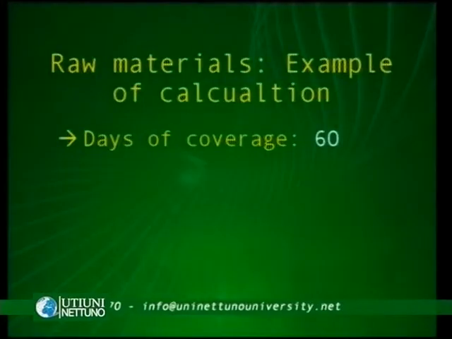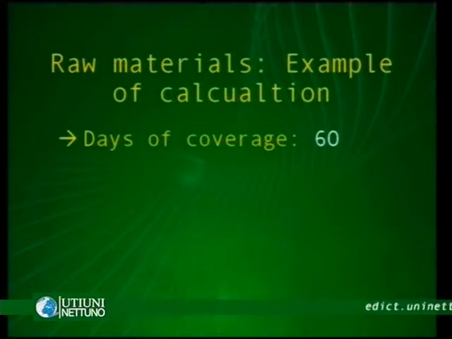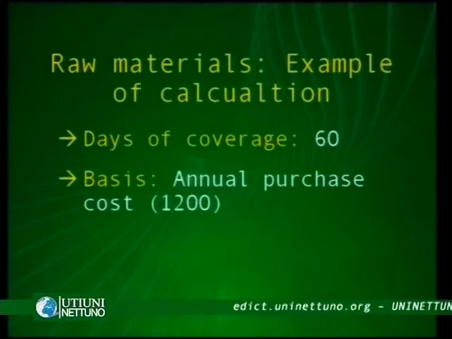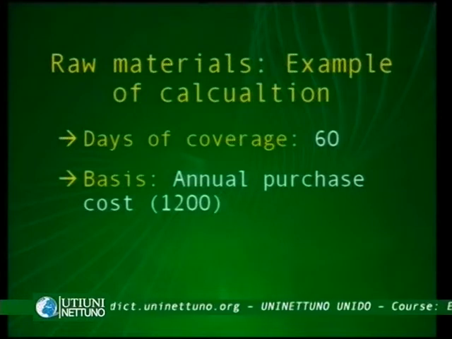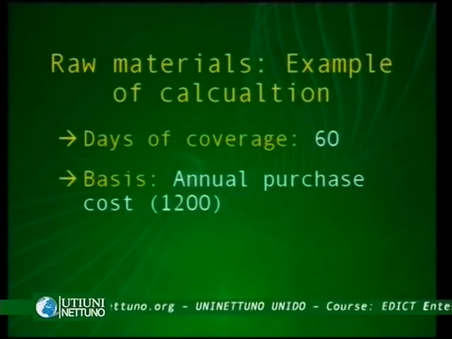So here we have an example of the calculation of raw materials for the estimation of net working capital. Let's assume that we have days of coverage equal to 60, so we want to keep a stock of raw materials equal to 60 days of consumption. The basis is the annual purchase cost. We are assuming that the annual purchase cost of the raw materials is 1,200.